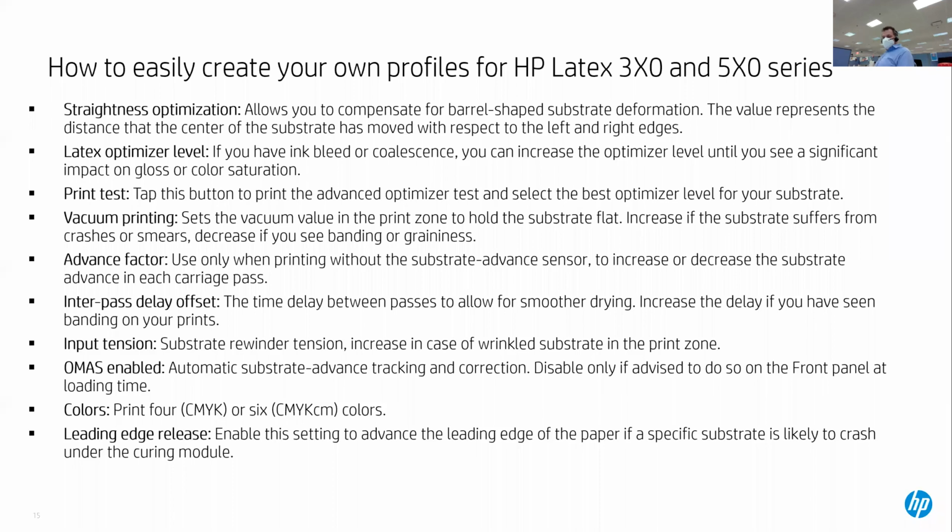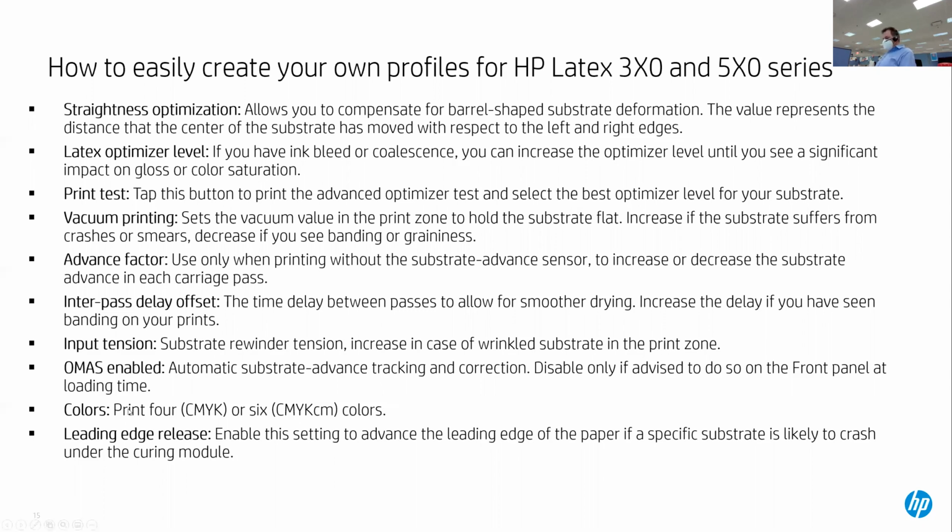Okay, good. Then you can also change your input tension. It's how much we pull on the media and to give a nice entry of your substrate into the machine. You can enable or disable the OMAS. The OMAS is the optical media advanced sensor. Basically, it's the brain that is telling the machine how much the media exactly forwarded. But on some medias, it will not work correctly. So then you can manually disable it and only work over the mechanical advance of your printer.